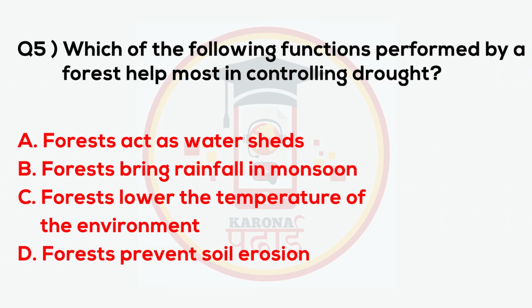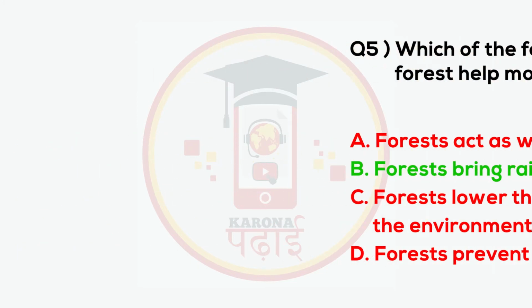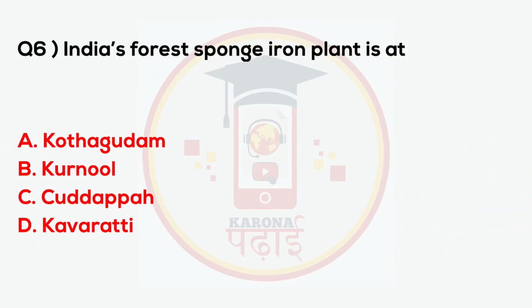Which of the following functions performed by a forest help most in controlling drought? Forest bring rainfall in monsoon. India's forest sponge iron plant is at Kotagodam.